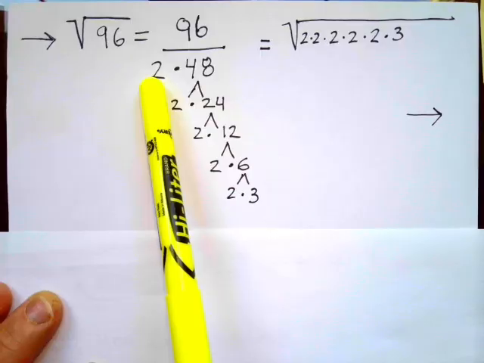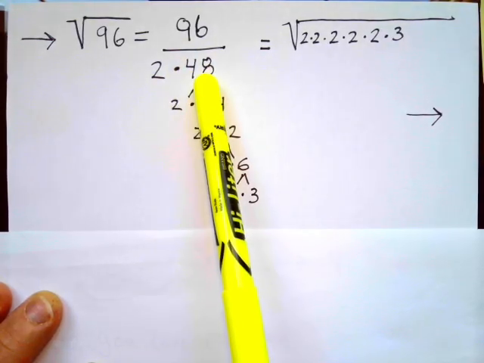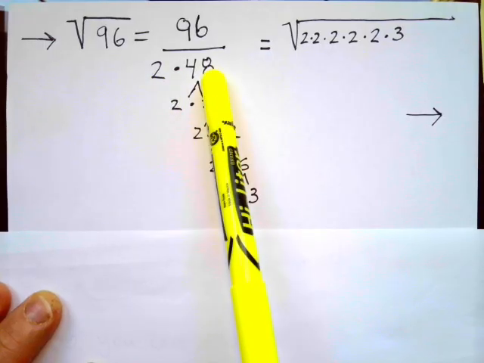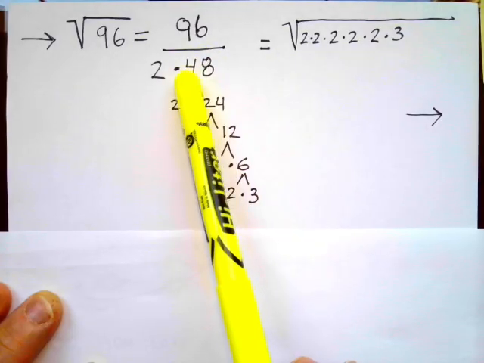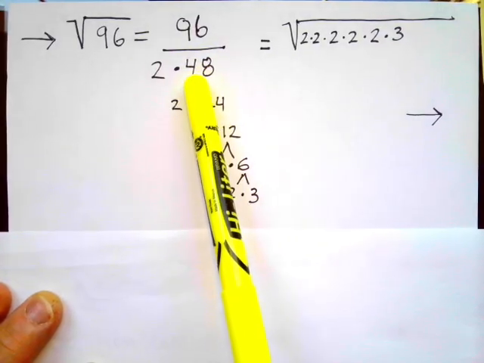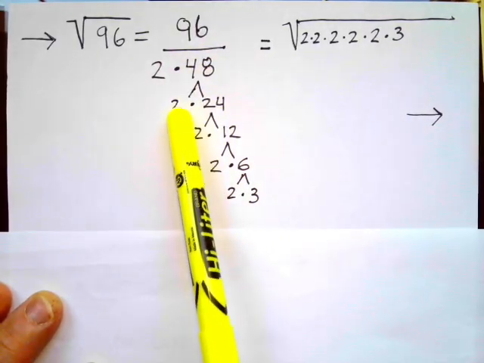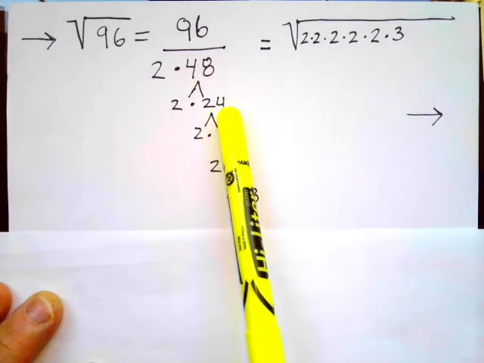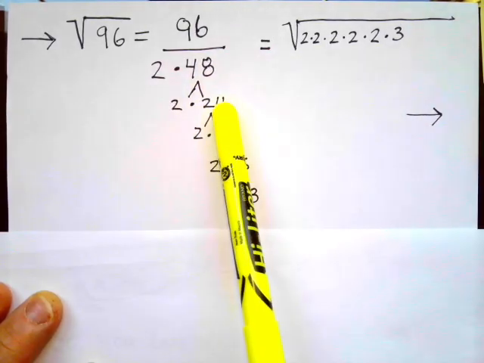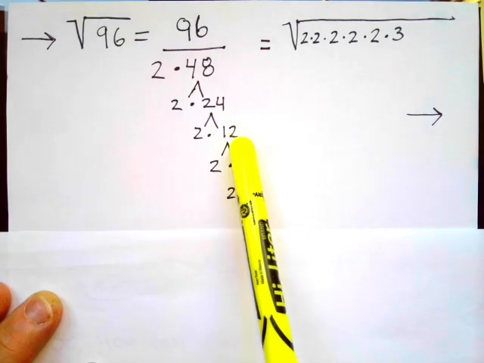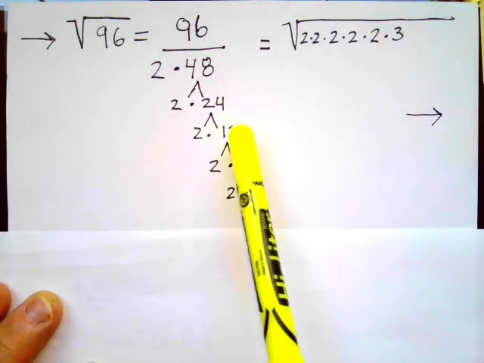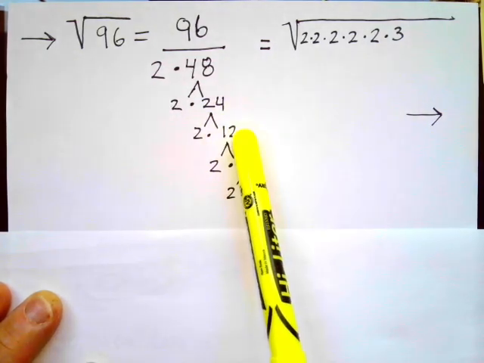96 can be divided by 2. And when I divide 2 into 96, I get 48. So I know that 2 times 48 is 96. Now I'm going to break down 48 to its simplest forms. I know it's an even number. I can divide 2 into 48. 48 divided by 2 gives me 24. So 2 times 24 gives me 48. Well, another even number, I can divide 2 into 24, and that gives me 12. And 2 times 12 gives me 24.